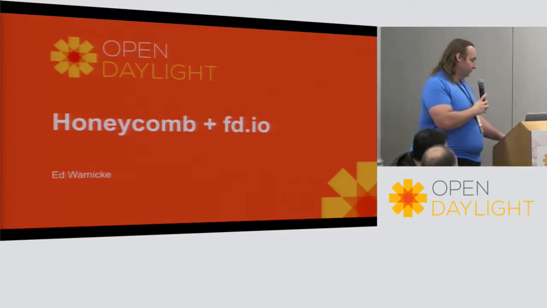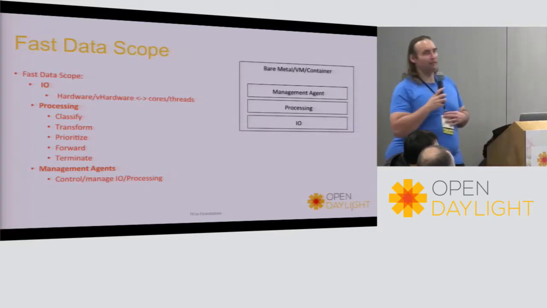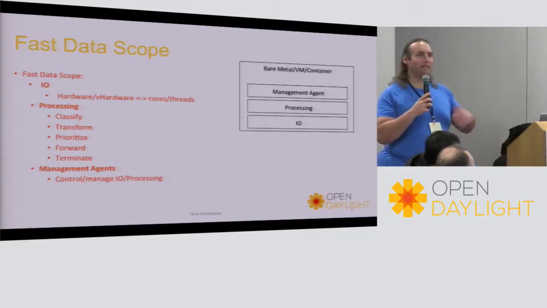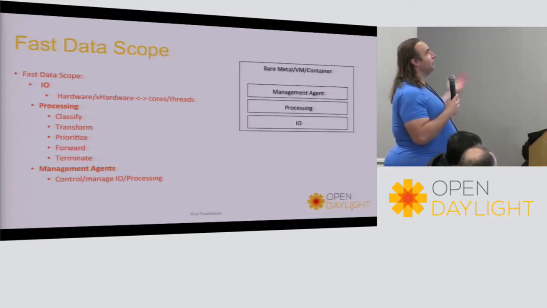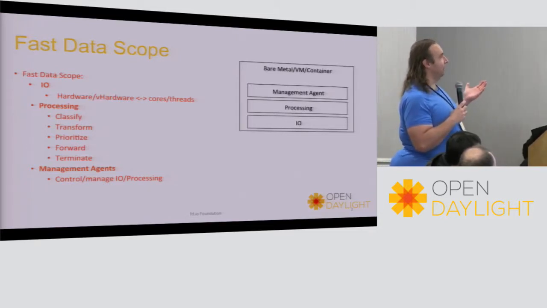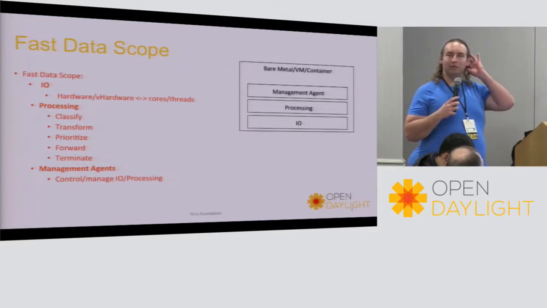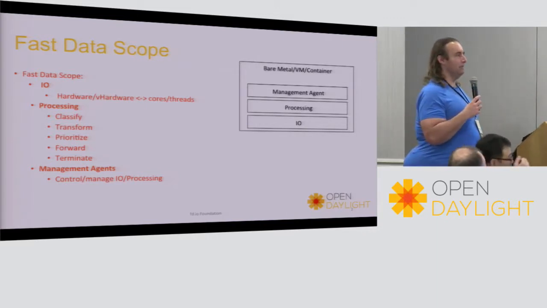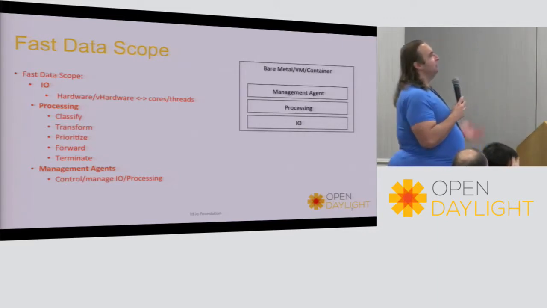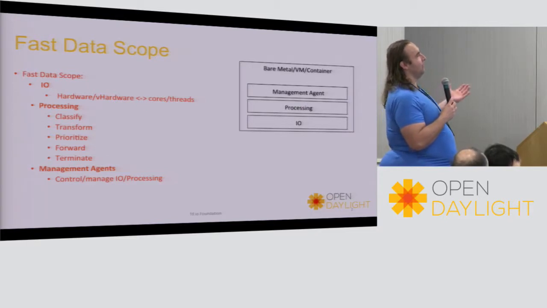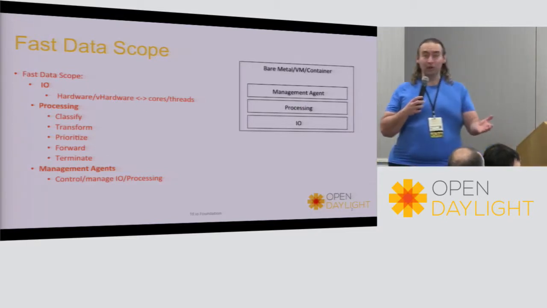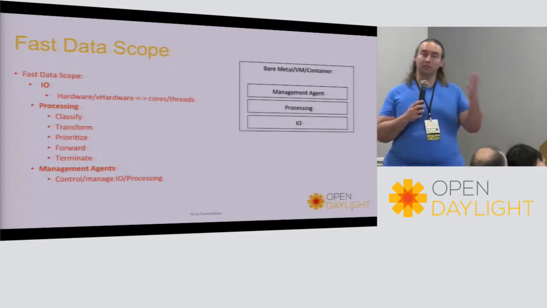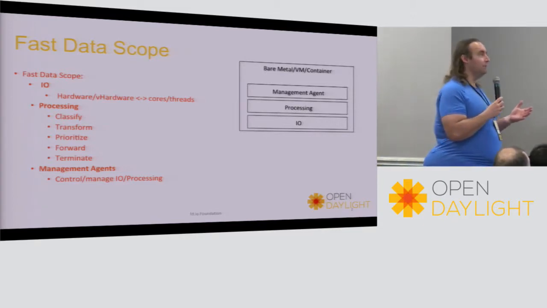Excellent. So I'm going to do a real quick discussion of FIDO just to provide some level set for folks who weren't in the last talk. So FIDO is a new consortium at the Linux Foundation. Basically, it's fast data, FD.io, typically pronounced FIDO. And the scope of this consortium is actually IO services. Networking is clearly one of those pieces, but it's not the only one.